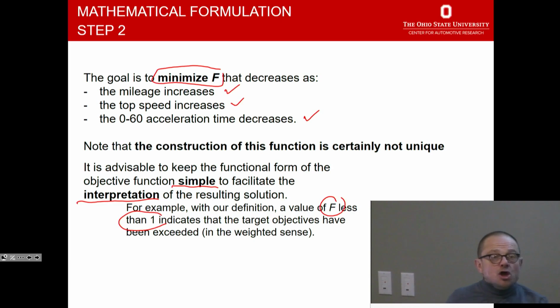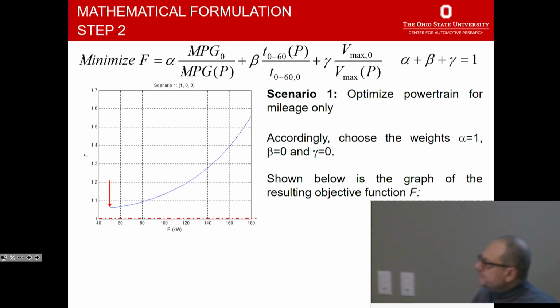If f is less than 1, it means that collectively I have exceeded the objectives that I set. This is even better, because remember I had some target values. The denominators that I used to normalize are target values. So if I get an f that is less than 1 at the end of my optimization, I have exceeded my target values. On the other hand, an f greater than 1 will mean that I'm not quite there.